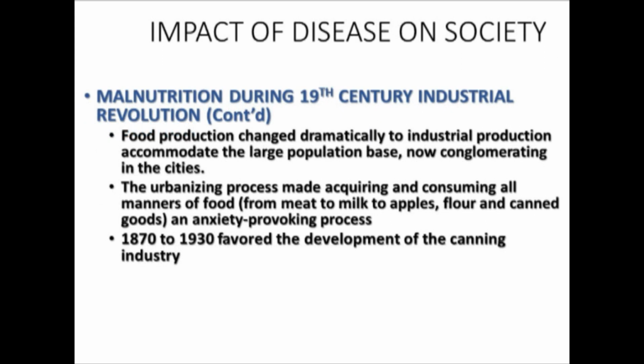So what took place was very interesting. Food production changed dramatically to an industrial scale production to accommodate the large population base now conglomerating in the cities. The urbanization process made acquiring and consuming all manners of food like milk and apples and meats and so forth, an anxiety-provoking process. This was because the mothers that were going out to purchase food for the family were bringing foods that had been putrefied and affected by bad hygiene, and so consequently making family members sick. So it was an anxiety-provoking process. Consequently, during that time, especially between 1870 and 1930, the incentive was very high to develop a very workable canning industry that could bring this secure food that the people were looking for.